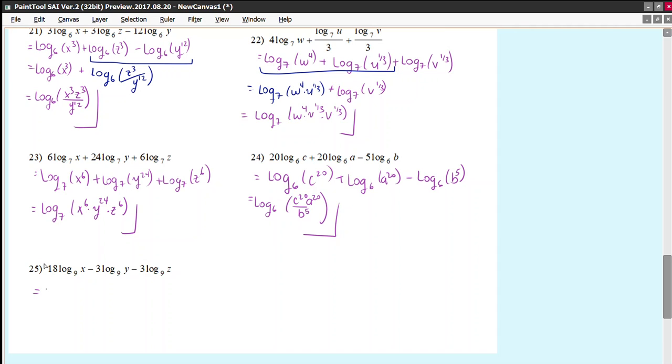Last one. First, apply the power property. Logarithm base 9 of x to the power of 18 minus logarithm base 9 of y to the power of 3 minus logarithm base 9 of z to the power of 3. Again, all the positive logarithms, their arguments are going to be in the numerator multiplying each other, and all the negative logarithms, their arguments are going to be in the denominator multiplying each other. So that is how we condense algebraic logarithmic expressions.